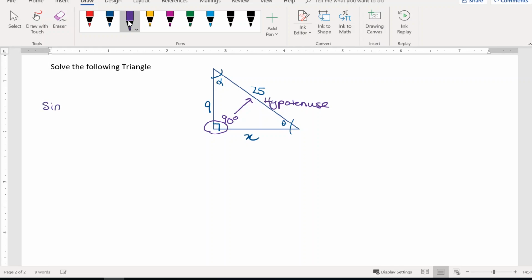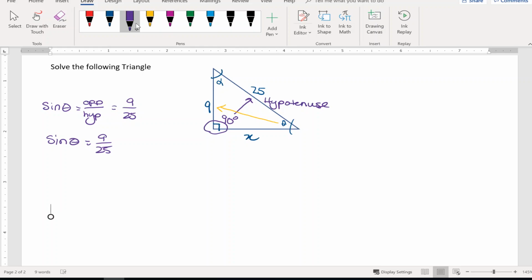Now we know that from our trig ratios that the sine of theta is equal to the opposite side over the hypotenuse. And in this example here, our opposite side is 9 and the hypotenuse is 25. Remember that the side opposite, that's the side directly across, not beside, from that angle. So let's solve for that. So we have sine theta is equal to 9 over 25, and we want to find what that angle is.